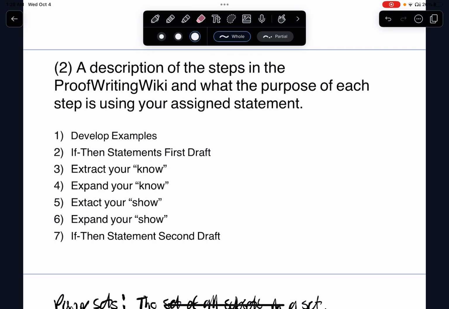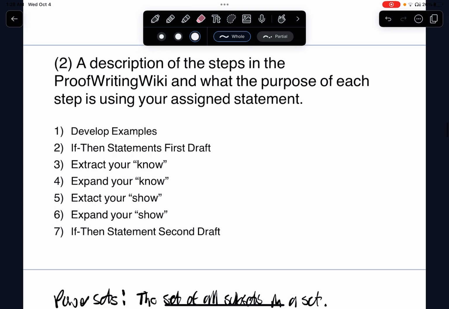Expanding on your show in the same way that you expand on your know, breaking it down into its smaller parts through definitions that you have, and using those tools to really get at the bottom of the raw statement that both those parts, the know and the show, are trying to make. And then you recraft your second draft of your if-then statement with those expansions in order to hopefully see a connection between your know and your show that you can then describe when you assemble your proof and eventually write your clean proof.